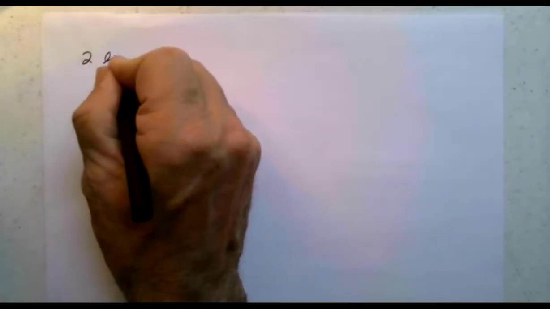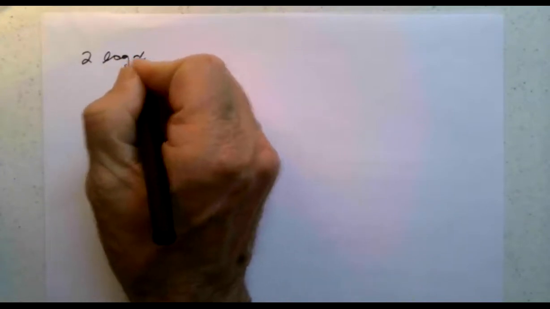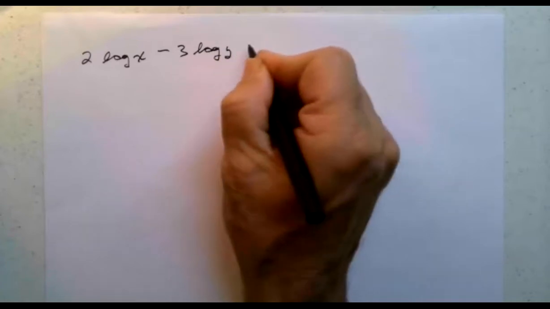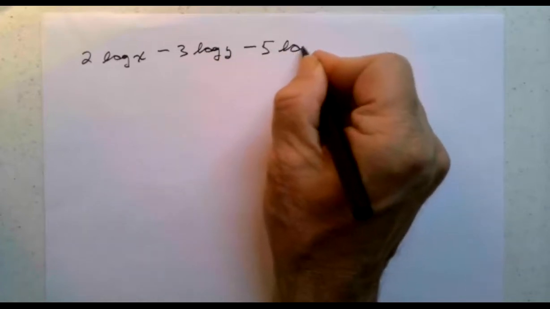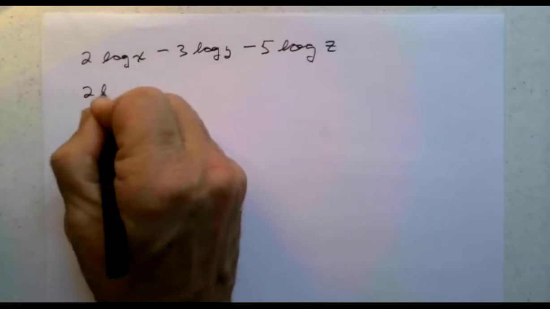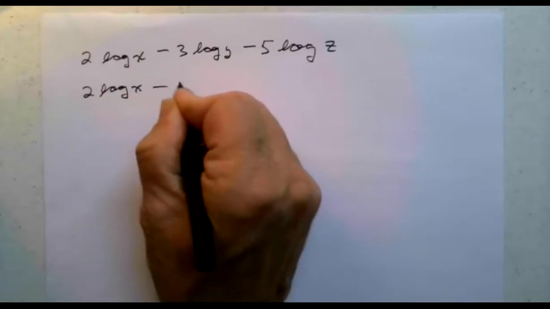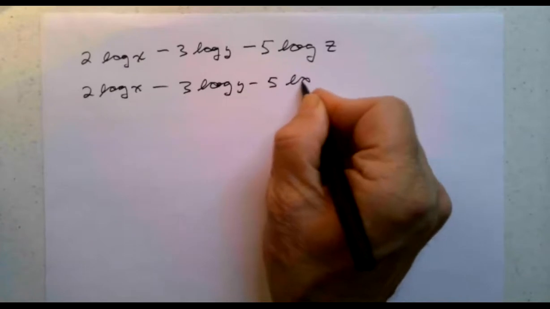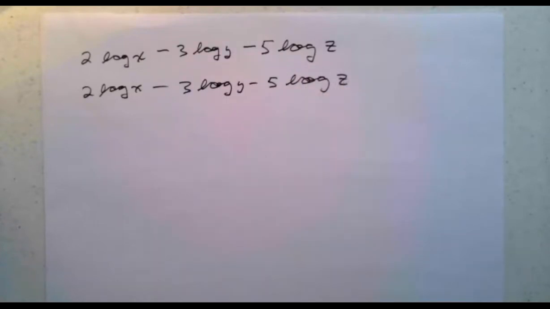And we have another problem to do. Let's quickly look at that one, which is 2 log x. If I don't write anything, it's log base 10. 2 log x minus 3 log y minus 5 log z. The goal is to write this as a single logarithm. Well, let's pull all of the exponents up. So just copying it to emphasize that fact, 2 log x minus 3 log y minus 5 log z.